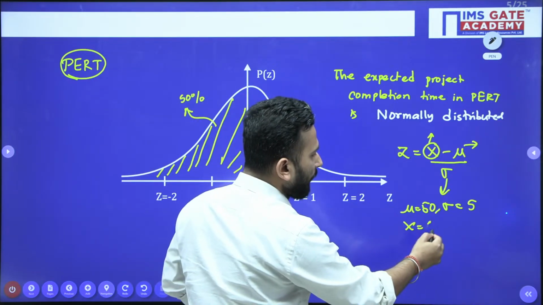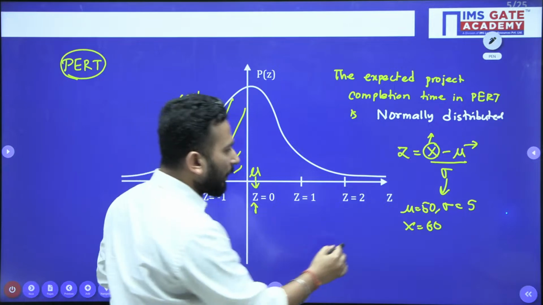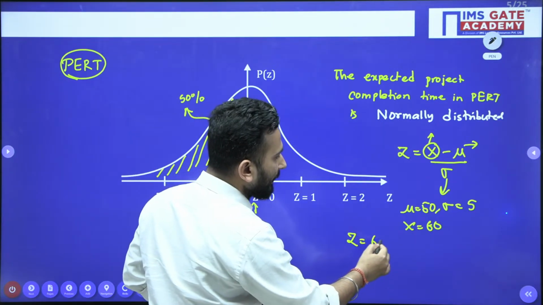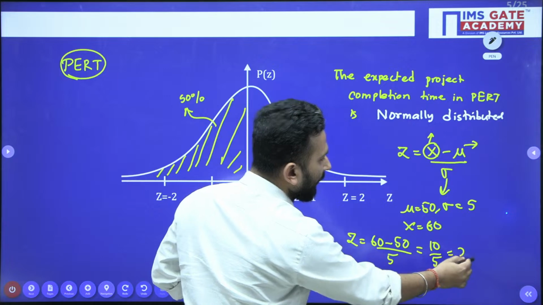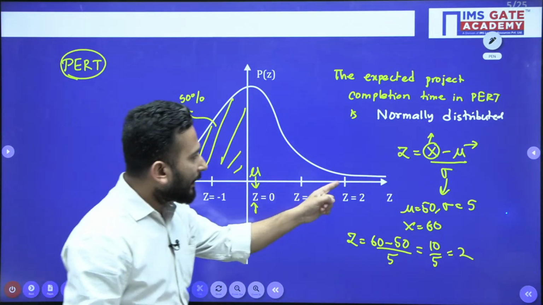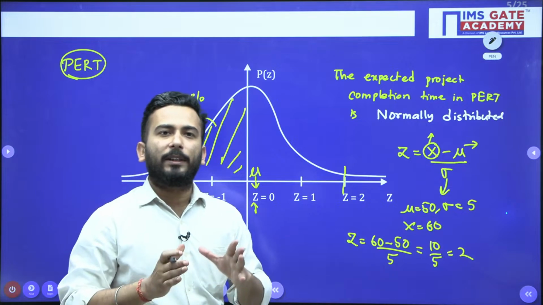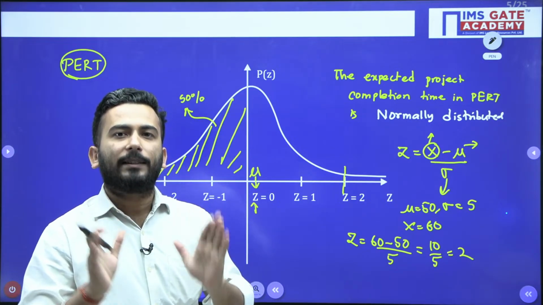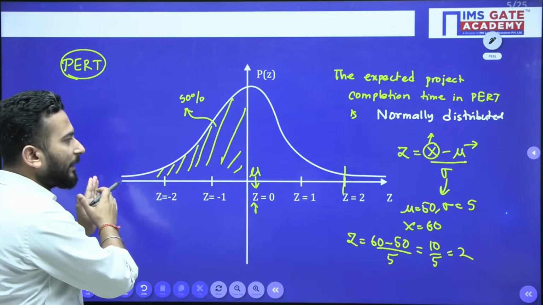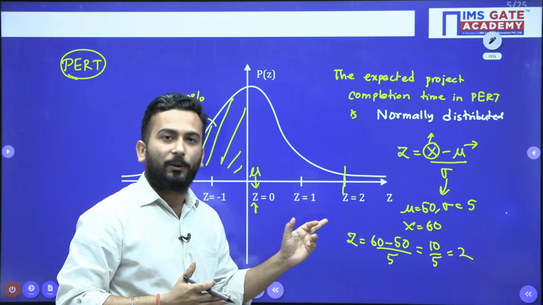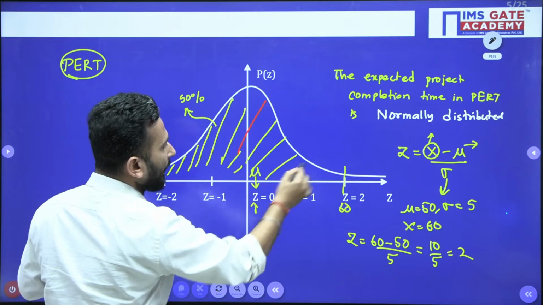And x you want to calculate for 60 days. You want to know that, sir, for 60 days, what is the probability of project completion? So immediately I'll find the value of z, that is 60 minus 50 divided by 5. So it is nothing but 10 by 5, and it is nothing but 2. So immediately you will see over here where z equal to 2 is. Here is z equal to 2. And the question is asking what is the probability of project completion within 60 days. So it means from before 60, from 0 to 60. So 0 is somewhere around here. Don't take z equal to 0. 0 is somewhere around here, 60 is somewhere around here. So you simply find the area of this.